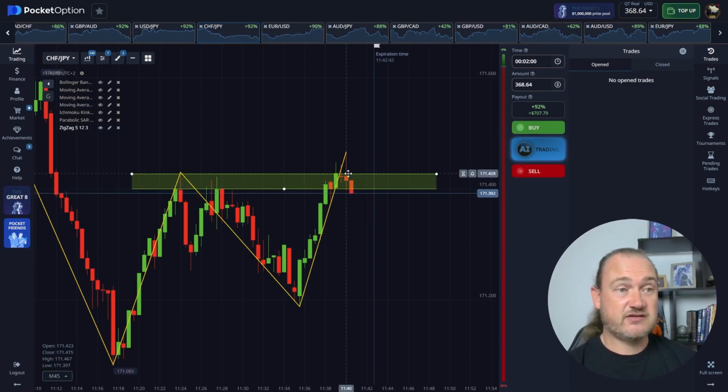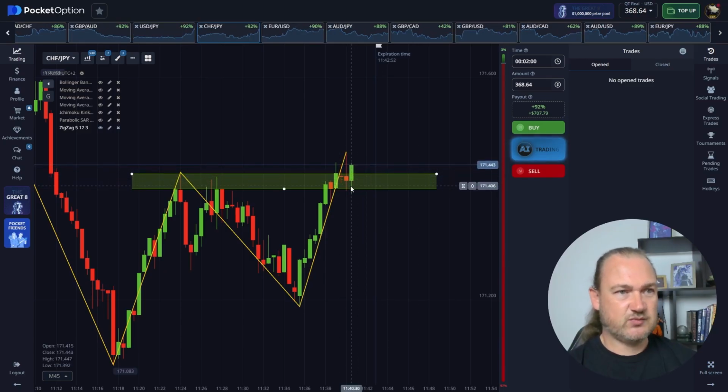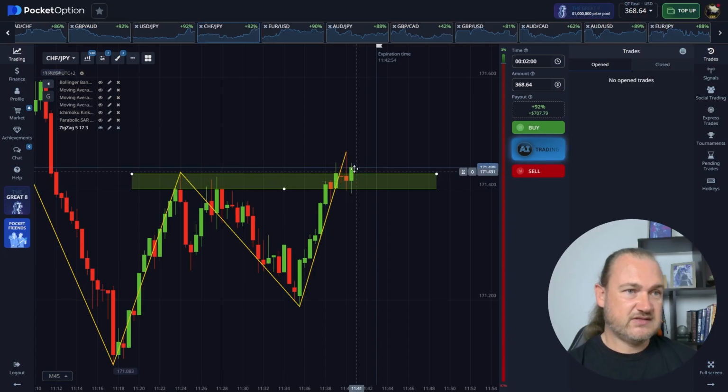Looks like price is going to get rejected. And you can see now that we are starting to move away from the zigzag as well. Looks like price is not getting rejected.